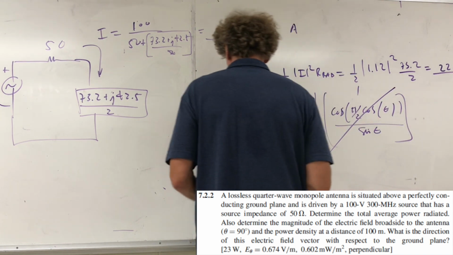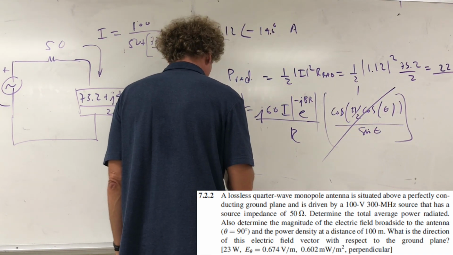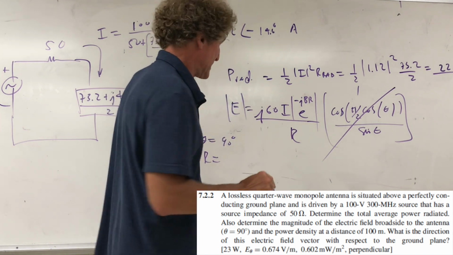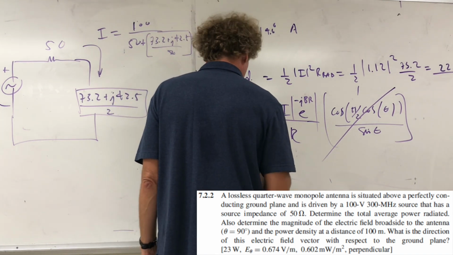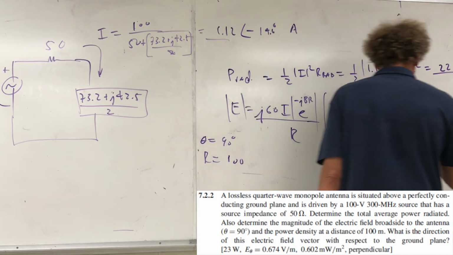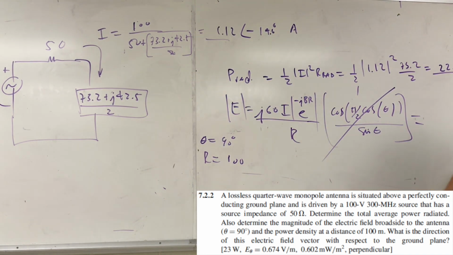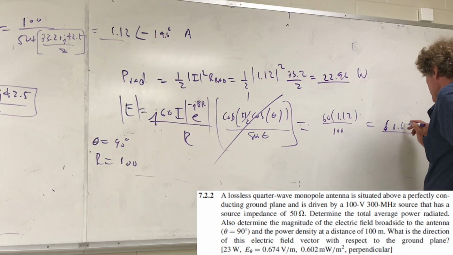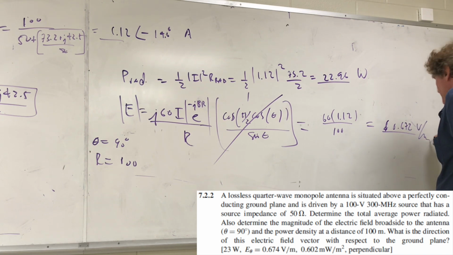What is the range? It's about 100 meters. So using this equation, it would be j60 times I, which is 1.12, divided by 100. And then that's it. So you just take the magnitude, the j goes away, right? So what do you get? 0.672 volts per meter. That's one way to do it.